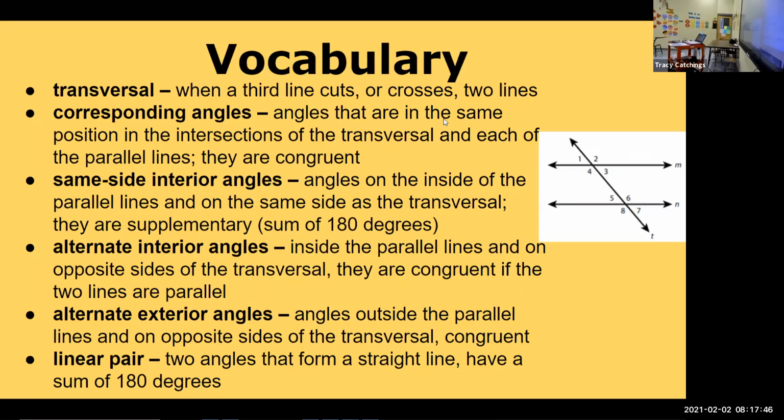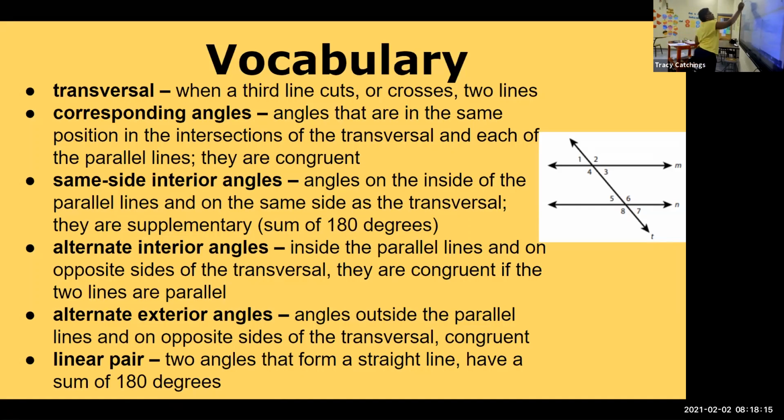Good job. You don't have to recall much because it should be on your screen. Transversal: any line that cuts in between two other lines. If those lines are parallel, then it tells us something about those angles. Somebody tell us about corresponding angles. Angles that are in the same position in the intersections of the transversal and each of the parallel lines, they are congruent.